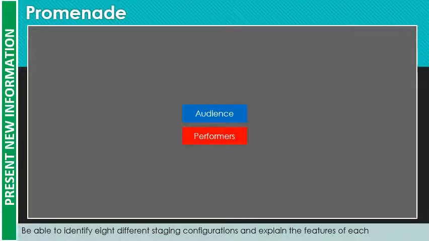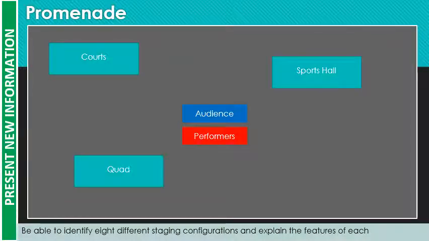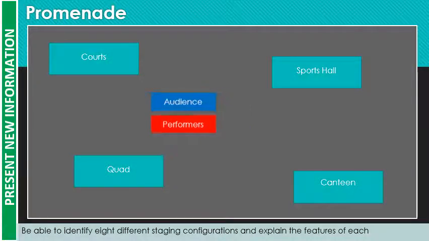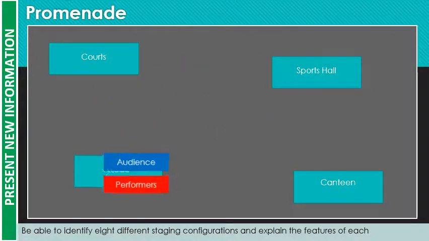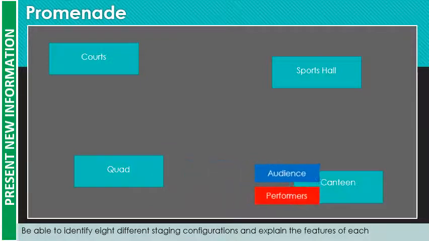For example, if we took the school site as our main location and we had the courts, we had the sports hall, we had the quad, and we had the canteen. If this was a promenade style performance, the performers and the audience would follow around to the different locations, doing little bits of the performance at each of them. For example, like that.